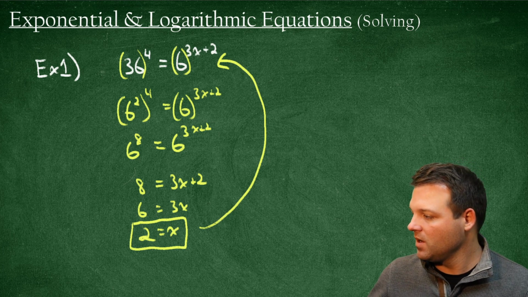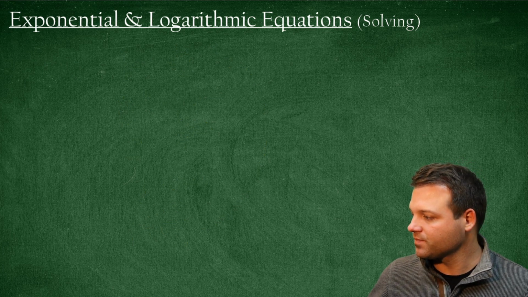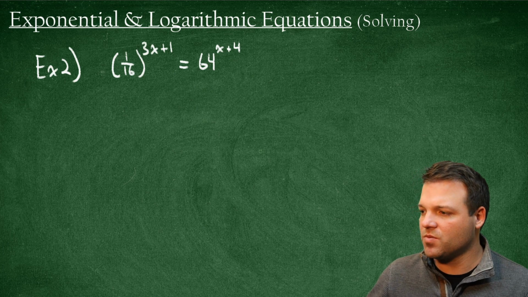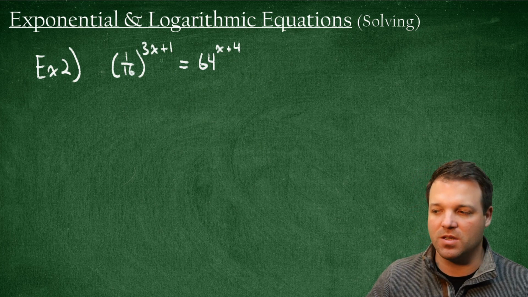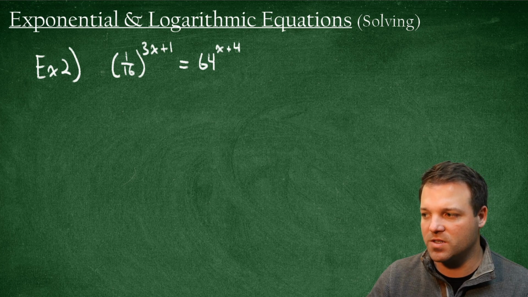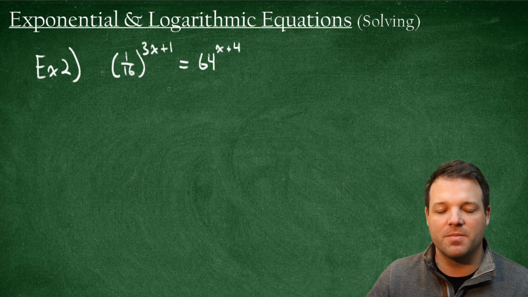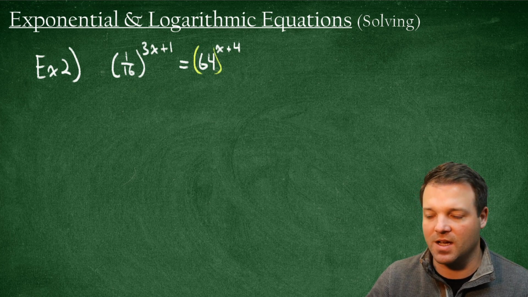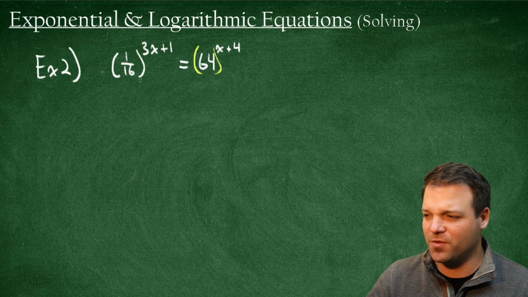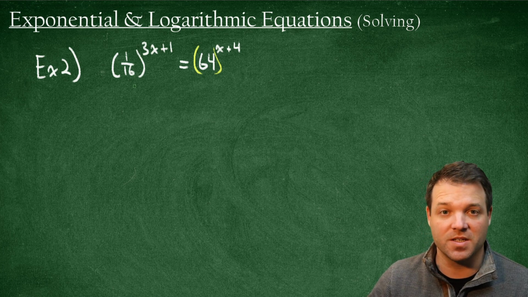All right, okay, let's try another one. This one's slightly more complicated. I have 1/16 to the 3x plus 1 is equal to 64 to the x plus 4. So there are really a couple of different options to rewrite these insides here as a common base. The first option I would say is probably a base of 2.